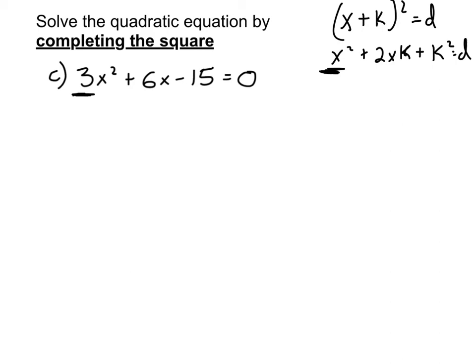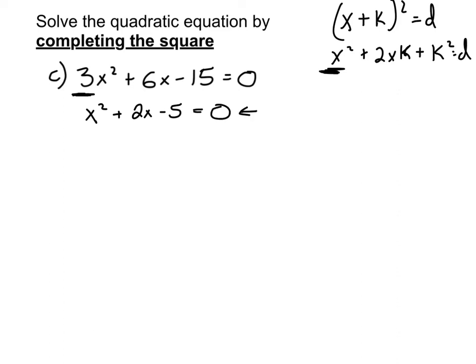Okay, so I need to divide everything by 3, so I'll have x squared. Now 6 divided by 3 is 2. Negative 15 divided by 3 is negative 5. Okay, so now I can start with this equation.